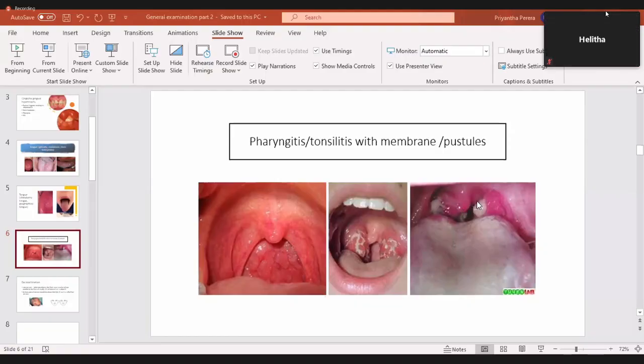Due to bacterial infection, usually Streptococcus pyogenes. Because of pyogenes infection, we get this.